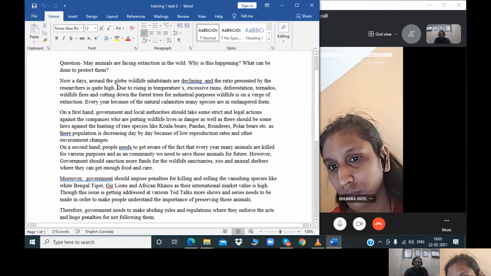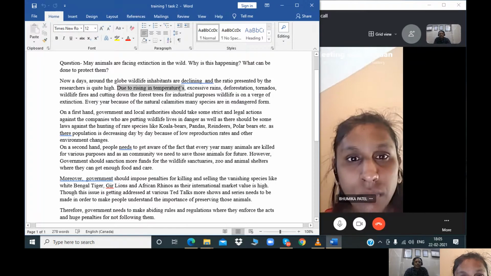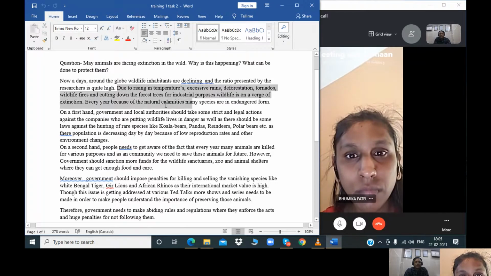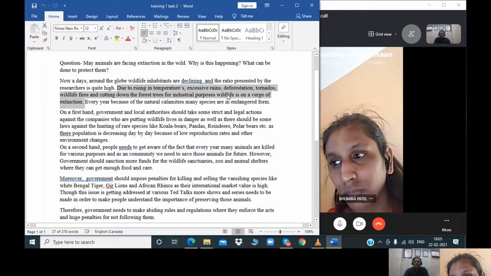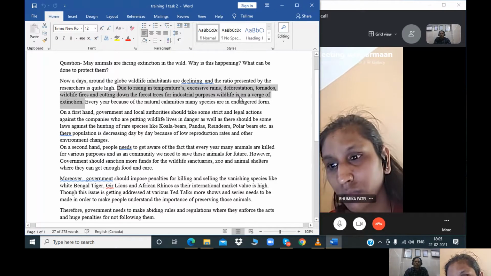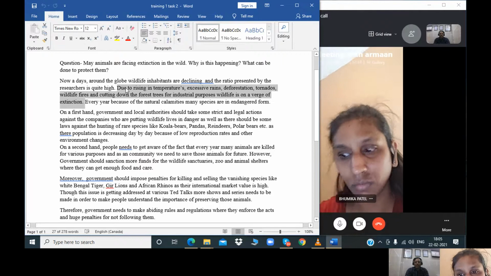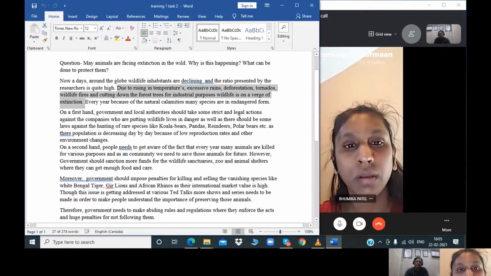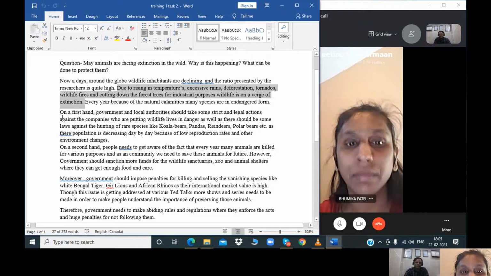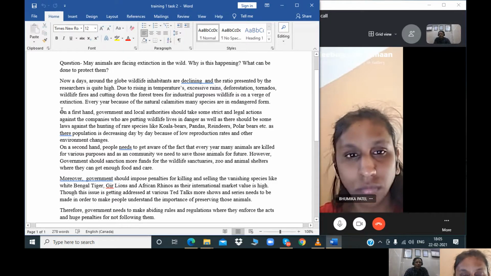Because look, here you started with due to rising in temperatures, and here due to rising, and you stated here for industrial purpose, wildlife is on a verge of extinction. So this line should be in the beginning, and you can explain such as, because you will explain in the further paragraph. Right.